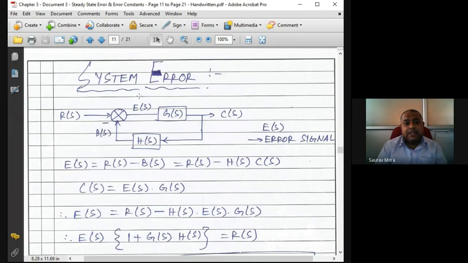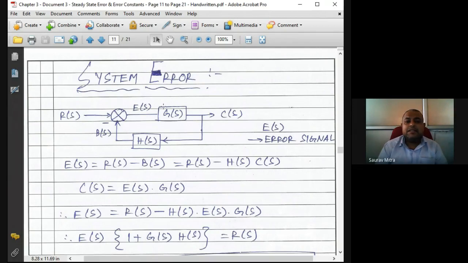So this is the error signal, E(s). E(s) is given by the difference between the input and the feedback signal. So whatever E(s) is, generally that is given by R(s) minus B(s). B(s) is nothing but the feedback signal, R(s) is the set input or input to the system, that can be unit step, unit ramp, or parabolic. So R(s) minus B(s) is E(s). Whatever the difference between input signal and feedback signal, that is called the error signal.